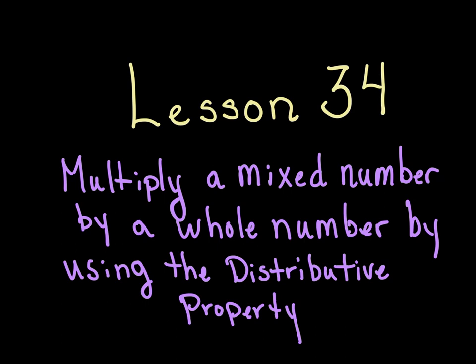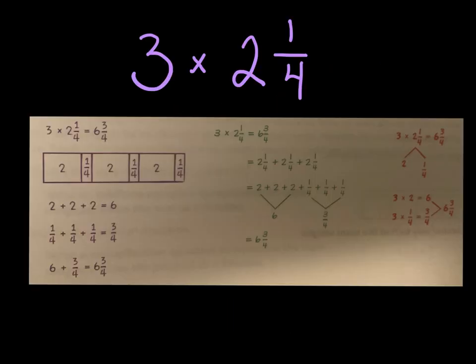Lesson 34, multiply a mixed number by a whole number by using the distributive property. In the past lessons, we've seen different ways of solving these problems. For 3 times 2 and 1/4, there are different ways of breaking this up to get to our product: by using tape diagrams, by doing repeated addition. But tonight we're going to really focus on using the distributive property, where we take the numbers apart and put them in parentheses to help us organize and break down to get to our product. So let's just get started.